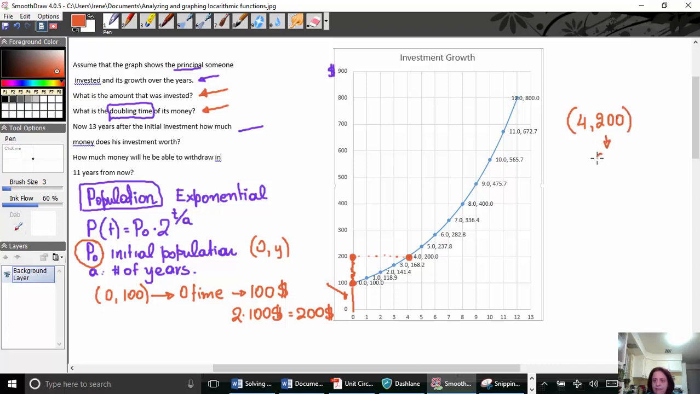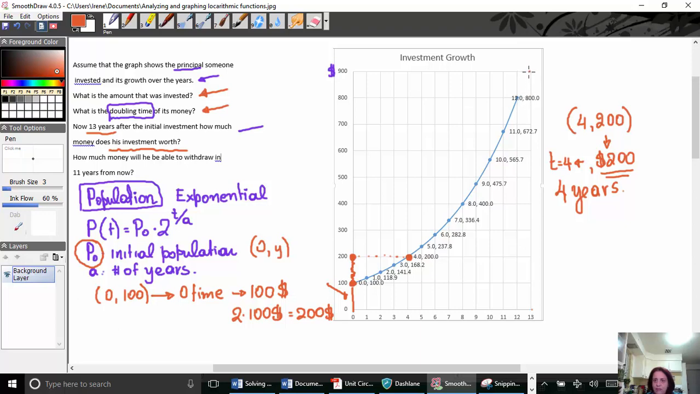The money became $200, and the corresponding time is 4. So it took 4 years for the money to double, from 100 to 200. The next question is, now that we are exactly 13 years after the initial investment, we would like to know how much money this investment is worth. So we need to go to 13 years and look at the point that we have right here.